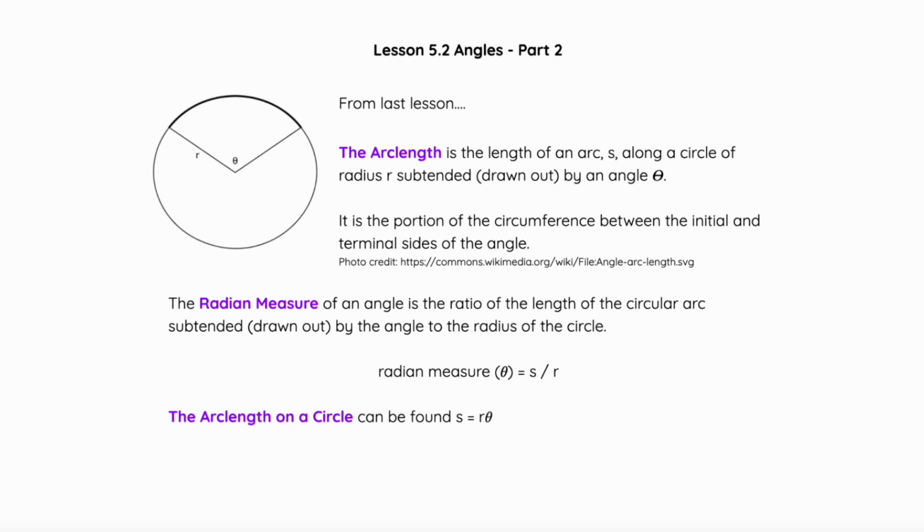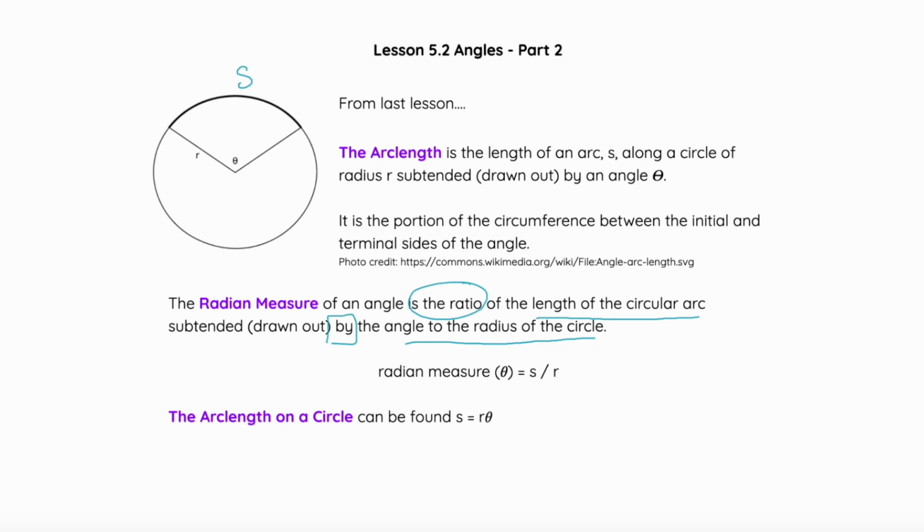So to start us off, let's recall from our last lesson that we defined the arc length as S, and that this arc length is the drawn out part of the circumference of a circle by a particular angle theta. It is this portion of the circumference between the initial and terminal sides of the angle. We also determined that the radian measure is the ratio of the length of the circular arc, which is drawn out by the angle, to the radius of the circle. So notice that radian measure theta is equal to the arc length divided by the radius.